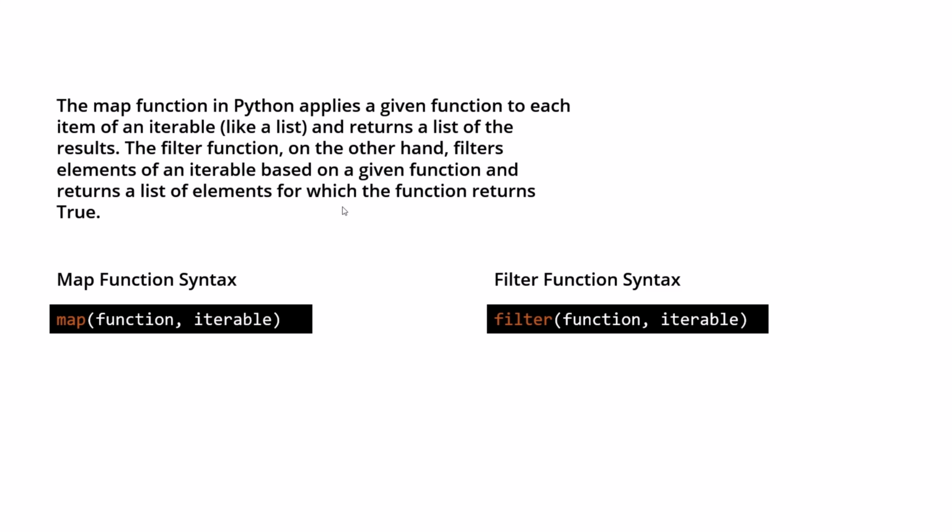An example of a map function syntax now. So we have the map keyword, in brackets the function we are trying to use and the iterable element. So it takes two arguments. The first argument is the function and the second is the iterable element. Same thing with filter. So let's take an example of how this is done in Python. Let's go to our Jupyter notebook.